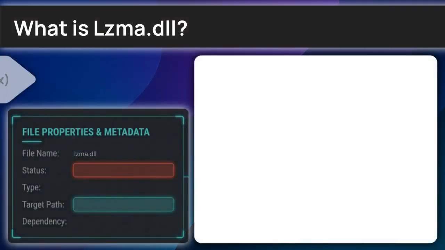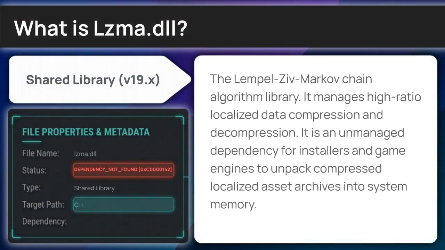This is the Lzma library, the Lempel-Ziv-Markov chain algorithm library. It manages high-ratio localized data compression and decompression. It is an unmanaged dependency for installers and game engines to unpack compressed localized asset archives into system memory.